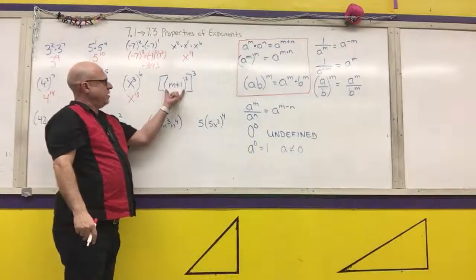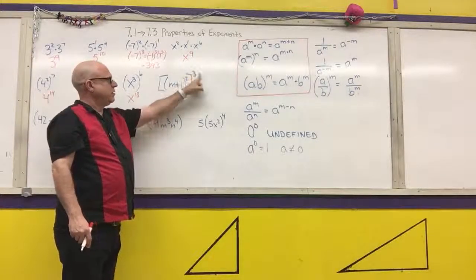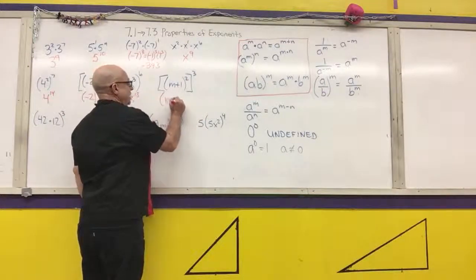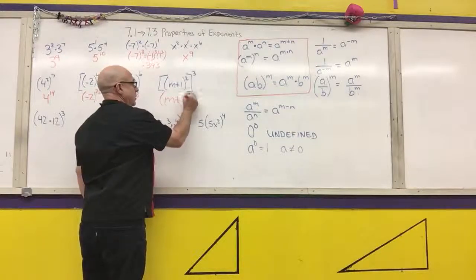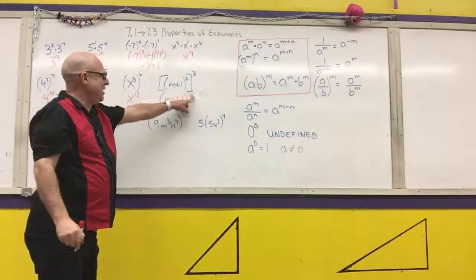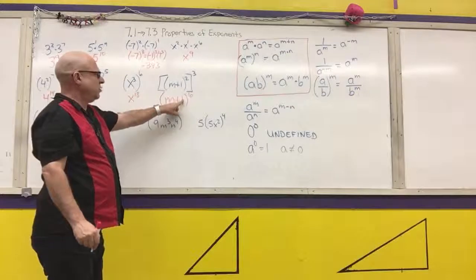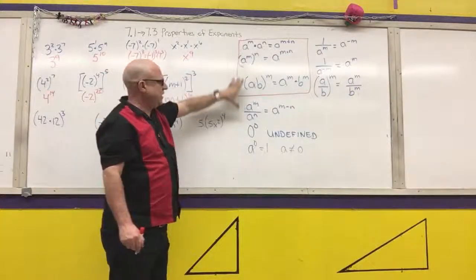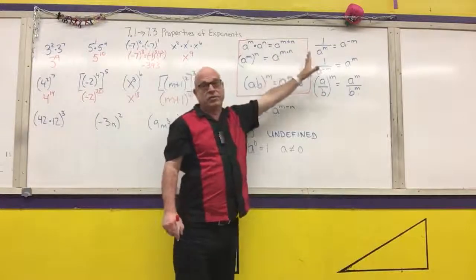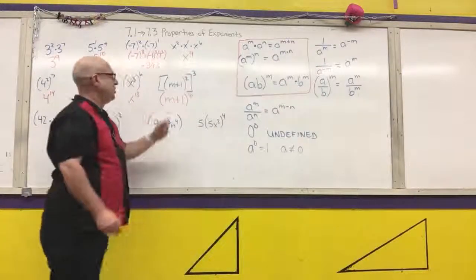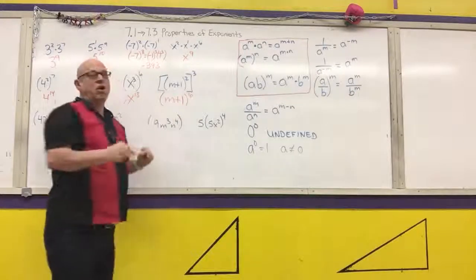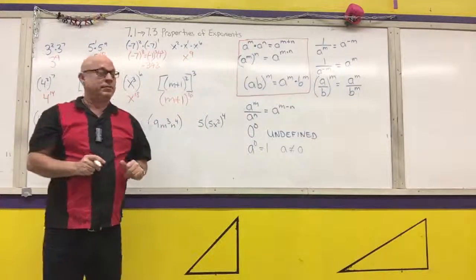Here I have m plus 1 squared to the third power. 2 times 3 is 6. Then I'm going to show you something I do not want you to do because it's illegal. This does not mean that 6 goes to the m and the 6 goes to the 1. Notice there are no addition problems on the left-hand side of these equations, or subtraction problems. This does not distribute into there. Okay? You only distribute with multiplication.